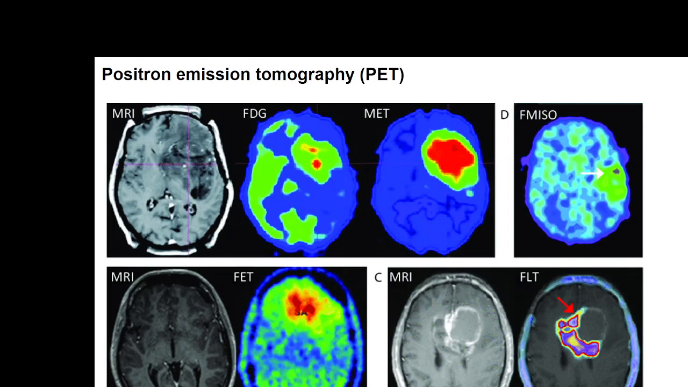Then PET scan or positron emission tomography is another technique where the positrons emitted from the tissue are studied, which gives you even an idea of the metabolic rate of the tissues.